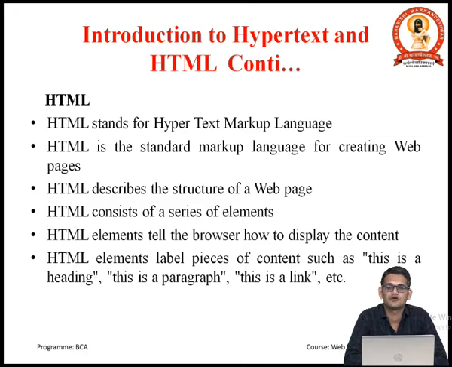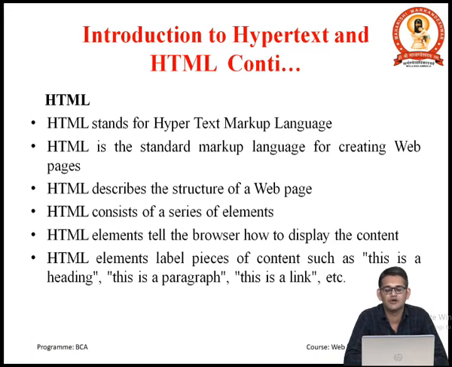HTML consists of a series of elements. So HTML contains different elements in the form of tags. We will see this in upcoming lectures in detail. The elements tell the browser how to display the content. The elements of HTML are used to create a web page, and they inform the browser how to display the content over the web pages. HTML elements label pieces of content, such as this is a heading, this is a paragraph, or this is a link, etc.